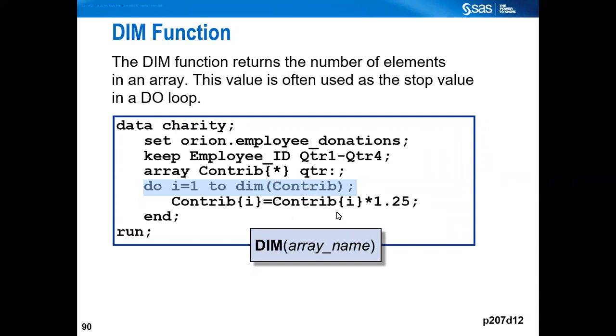So this is also one way where, in case you do not know what the stop value with the array is, or how many array elements or how many array subscripts it has, if you are providing this type of information, you can use the dim function. So that's what it's telling. The dim function returns the number of elements in an array. This value is often used as the stop value in your do loop. Its function is used with this syntax: dim along with your array name.